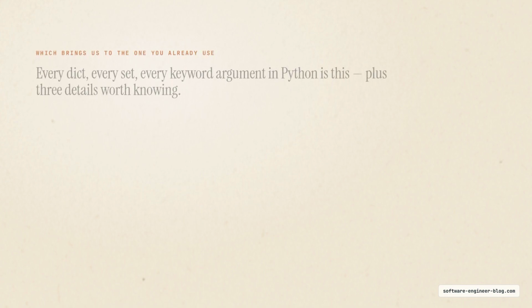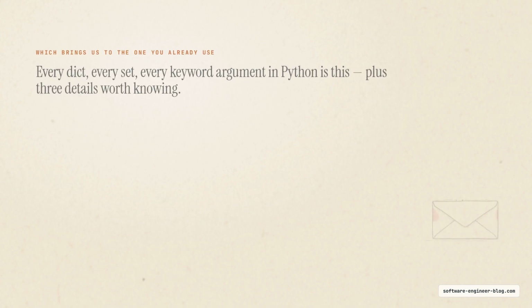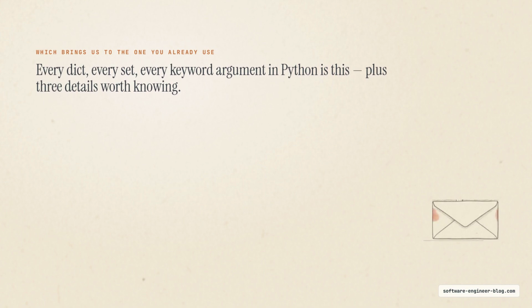Which brings us back to the one you already use. Every dictionary, every set, every keyword argument in Python is a hash table. Same idea we just built, with 3 details worth knowing. First, CPython uses open addressing rather than chaining, and it grows the table at around 2/3 full.